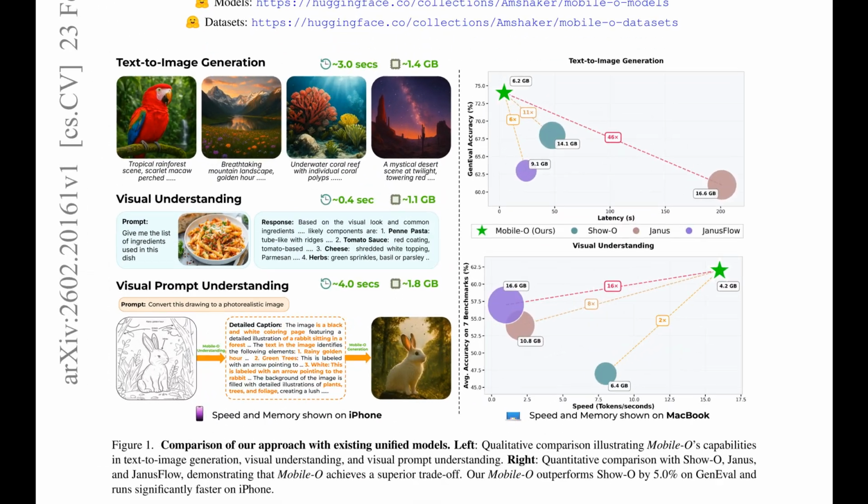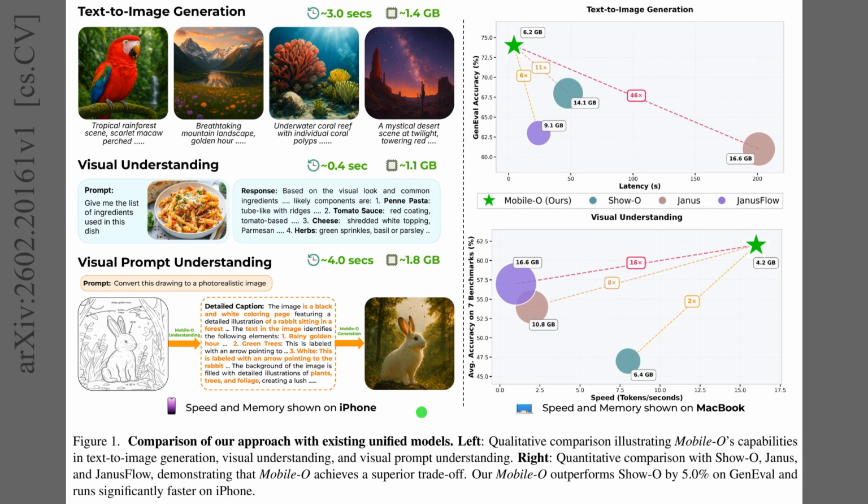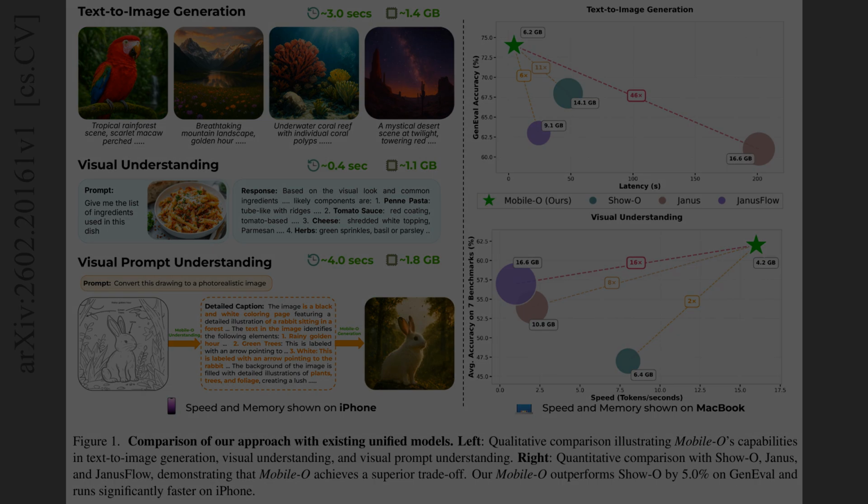Figure 1 demonstrates these capabilities in action, specifically showcasing performance on an iPhone. The left side highlights 3 tasks: generating images in just 3 seconds, identifying pasta ingredients in milliseconds, and even converting sketches into photorealistic images. On the right, the charts compare this performance against larger models like Show-O and Janus. The green stars indicate that Mobile-O achieves significantly higher accuracy and speed while consuming far less memory.